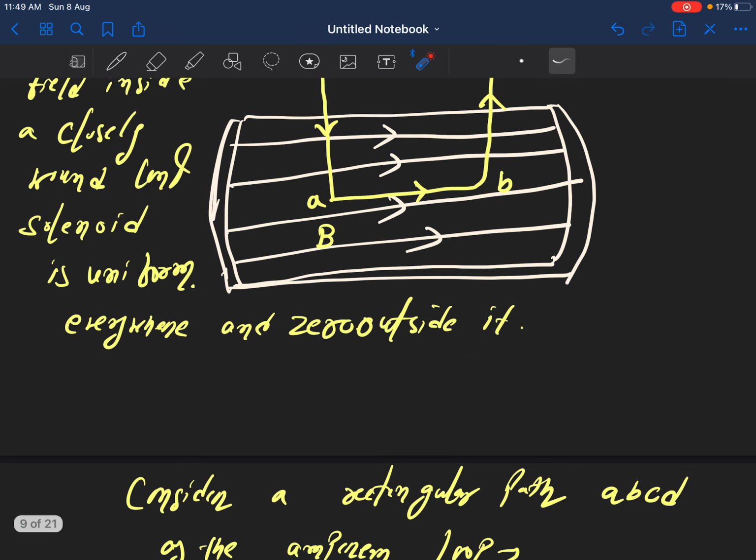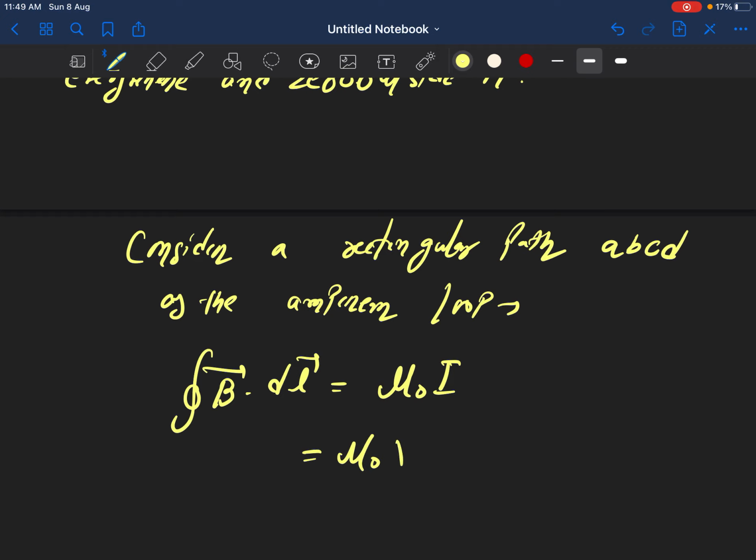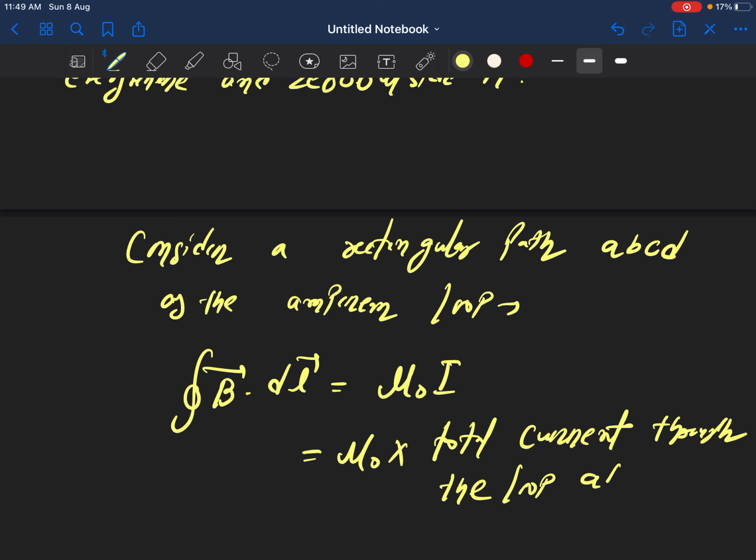Okay, now according to Ampere's law, what is Ampere's law? The integral of B dot dl equals mu naught into the total current through the loop. Through the loop. The loop is A, B, C, D.